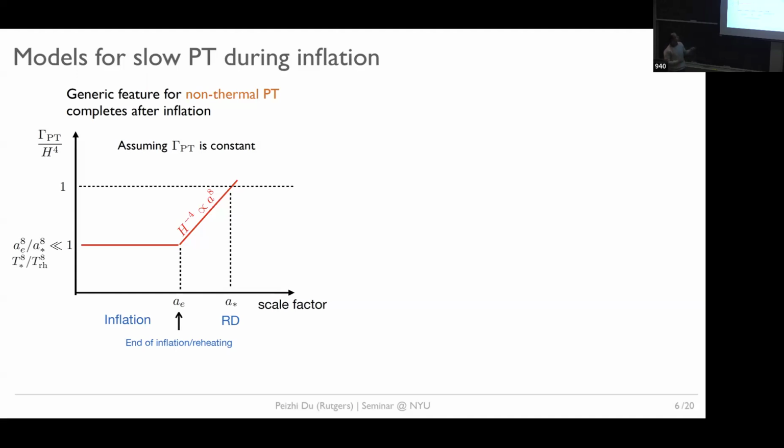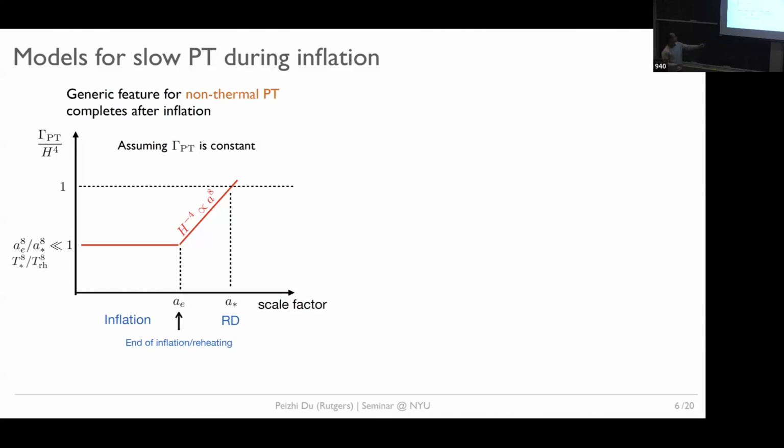In particular, by non-thermal we mean the phase transition rate gamma PT is independent of temperature, a constant in time. If that's the case, and the phase transition completes after inflation, we will argue that the slow rate condition is naturally satisfied. Why is that the case? Here I showed you the diagram, again versus scale factor. The y-axis is the rate per Hubble to the fourth, and that is the parameter that controls when the phase transition completes. If it's 1, that is when it completes.